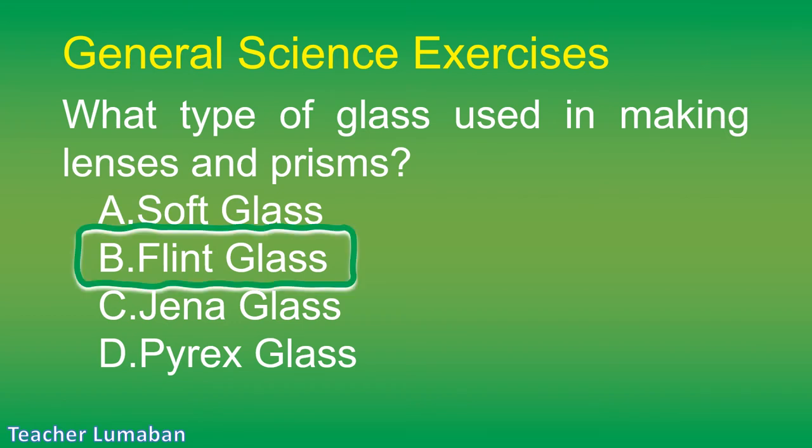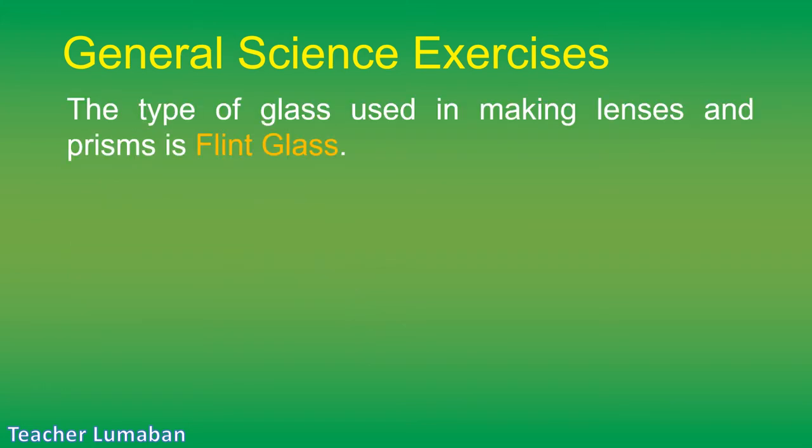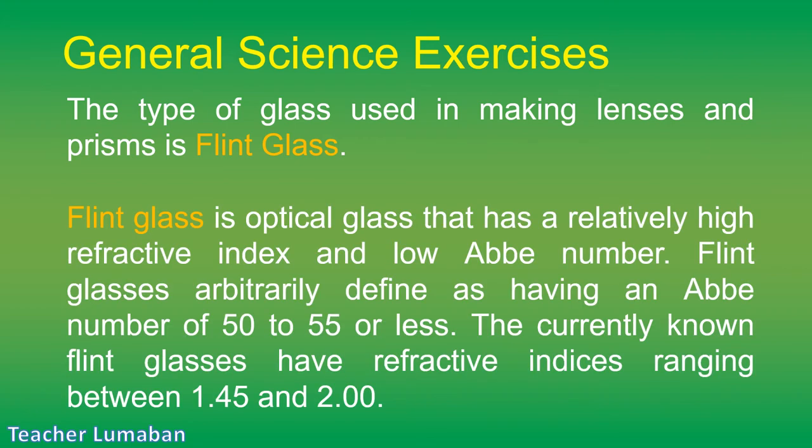The correct answer is letter B, flint glass. The type of glass used in making lenses and prisms is flint glass. Flint glass is optical glass that has a relatively high refractive index and low Abbe number. Flint glasses are arbitrarily defined as having an Abbe number of 50 to 55 or less. The currently known flint glasses have refractive indices ranging between 1.45 and 2.00.